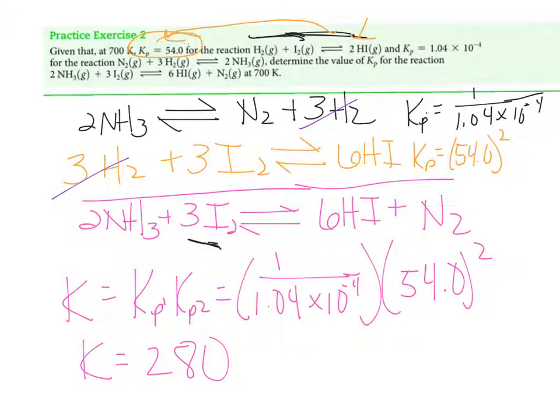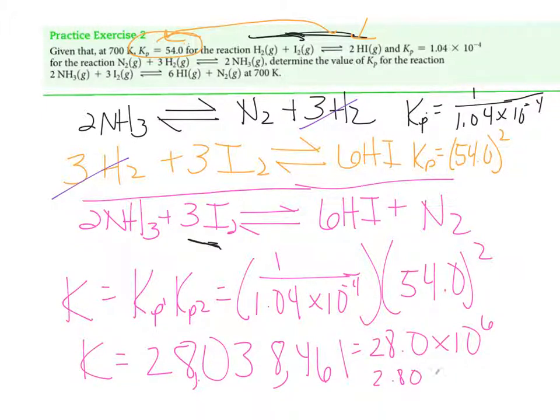And so now you get a huge number, 28038461 for your K. And if we rounded this to 3 significant figures, it would be 28.0 times 10 to the 6th, but that's really incorrect. It should be 2.80 times 10 to the 7th. And that is your answer. And we are not yet done.